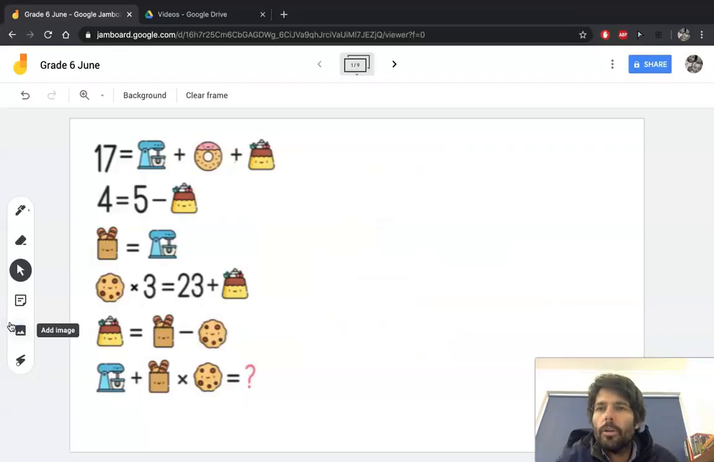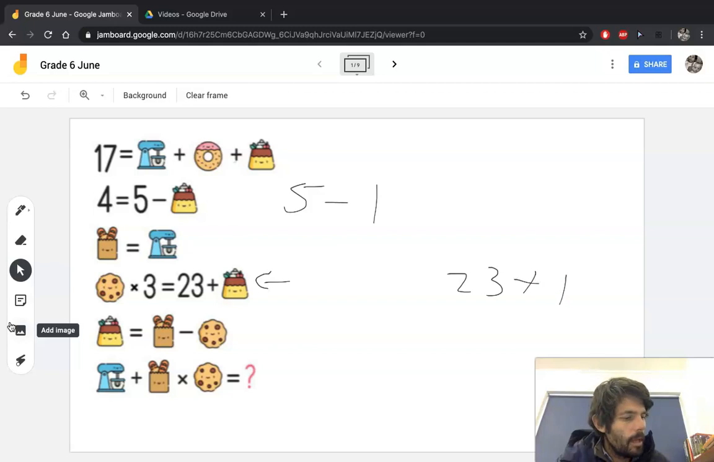So I'm going to start on the second line, and I know that 4 equals 5 minus 1. Okay, so that cake is 1. I then know from this line over here that 23 plus 1 is equal to 24. So that means 8 multiplied by 3 is also equal to 24. So we know that the biscuit or chocolate chip cookie is equal to 8.